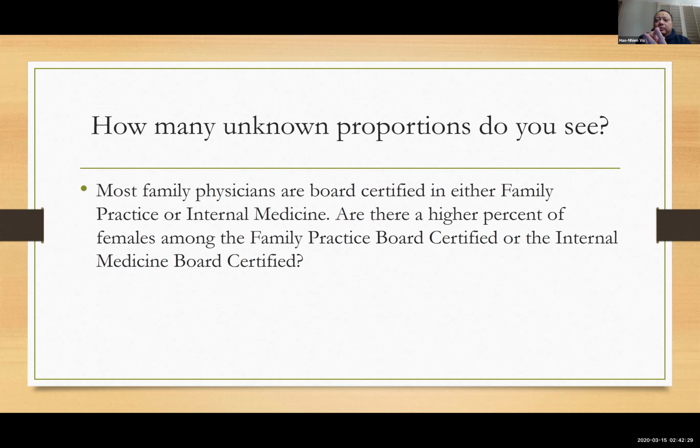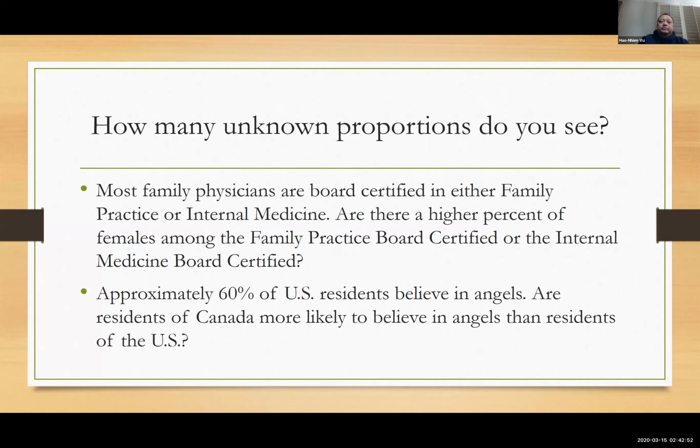So for family practice, do we know the proportion of females? Not in this problem, so that makes it one unknown proportion. How about the internal medicine? Nope. So they're both unknown, so that makes it a two proportion problem. Okay. Now let's take a look at the next problem.